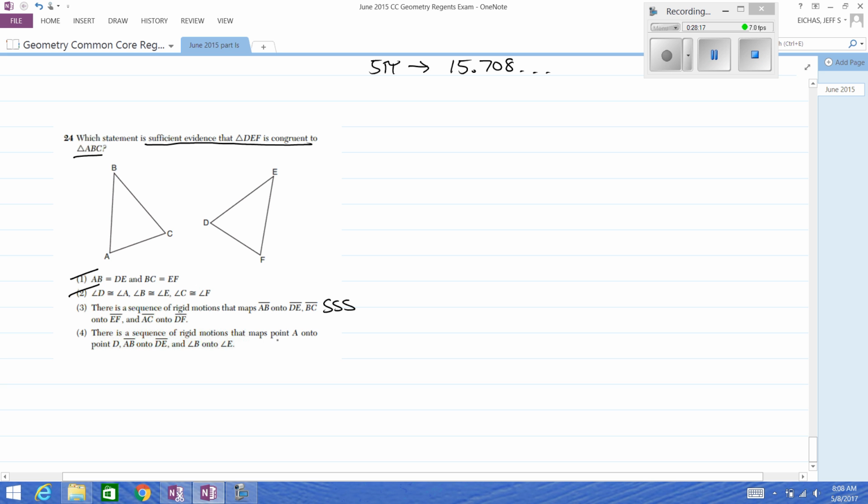Here's the trick on this one. Point A to point D is not enough. If that said angle A to angle D, we'd be all set. This would be correct too, but it's not. So that's the trick there, it's just points matching. You need angles matching to get something like angle side angle or angle angle side. It's got to be choice 3, and that rounds out the part 1s for the June 2015 Common Core Geometry exam.